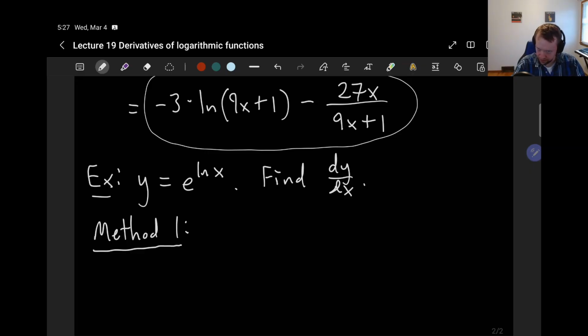Method 1 is to recognize that this expression can be changed into something very simple. e to the ln of x. Because I have the natural log function plugged into the exponential with e as the base. Remember, ln is base e. So these are compatible. They have the same base. That means they cancel out. These are reverse processes being applied to each other. We cancel to just x here.